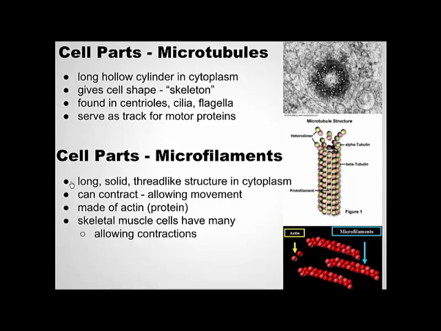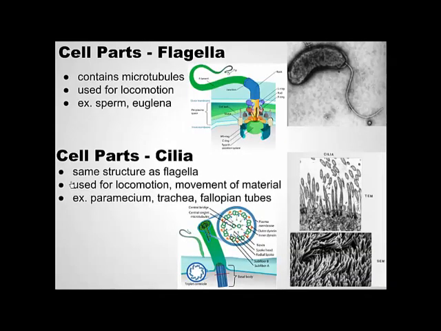Microfilaments are also part of the cytoskeleton. They're thinner, however. They're just a solid strand, like a strand of thread. These microfilaments are able to contract. When they work together, they can contract, and so they're a main component of muscle tissue. Muscle tissue, which has the ability to contract, to move our bones, has a lot of these microfilaments. They're made of a protein called actin. And they're another part of the cytoskeleton.